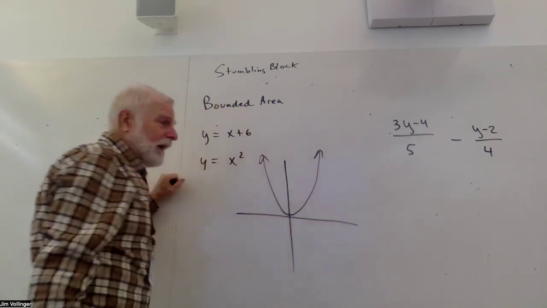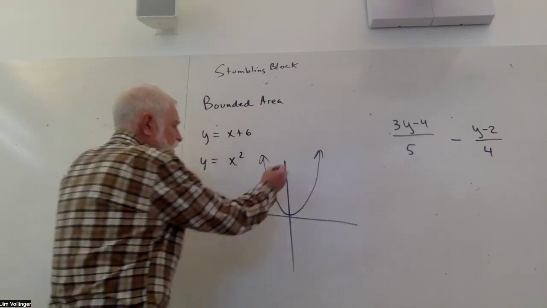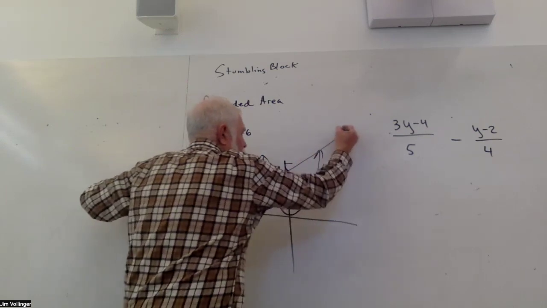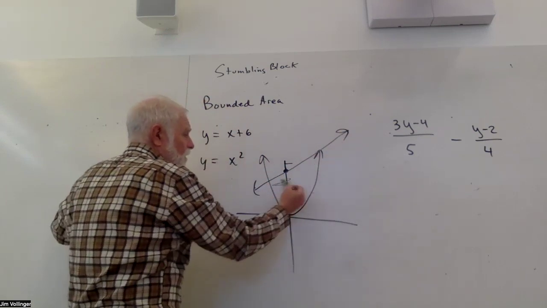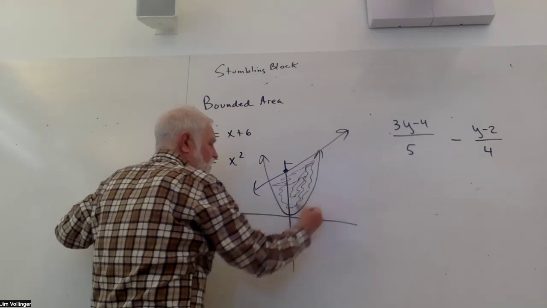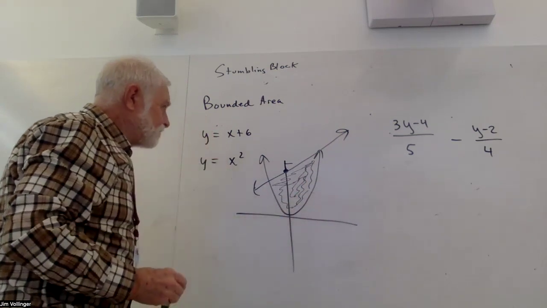You need to know how to do that. Let's graph x plus 6. 0, 6, up 1, over 1. Boom. All right, so here's your bounded area, enclosed. And that's going to tell you stuff down the road. It's going to give you information.